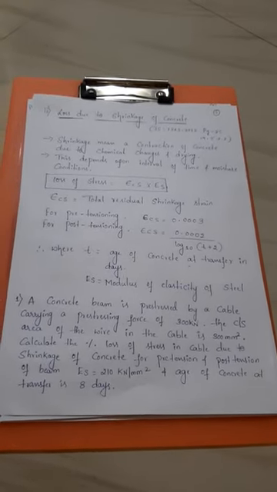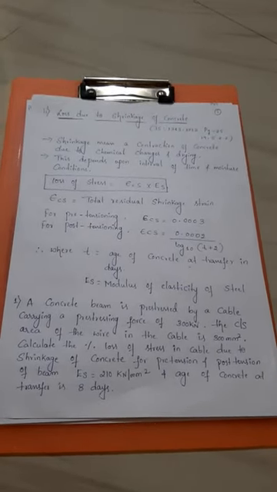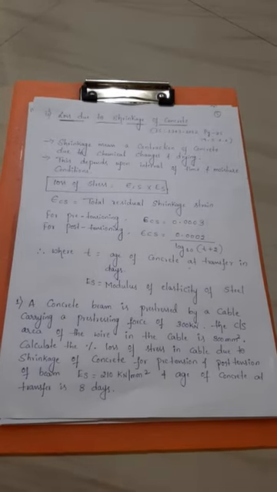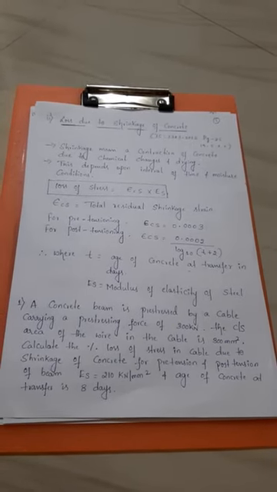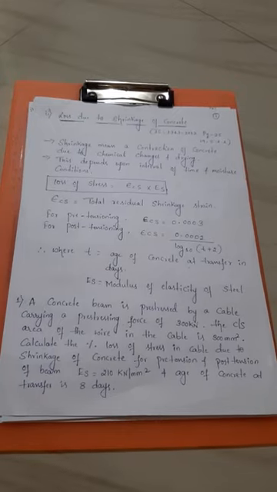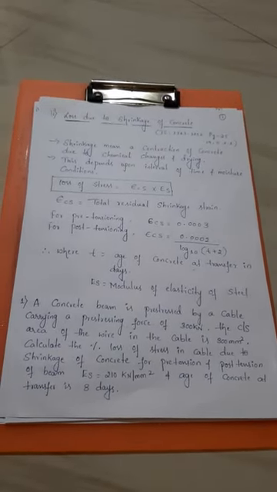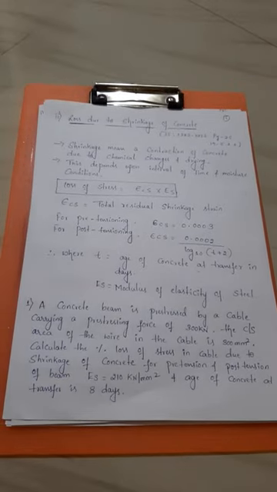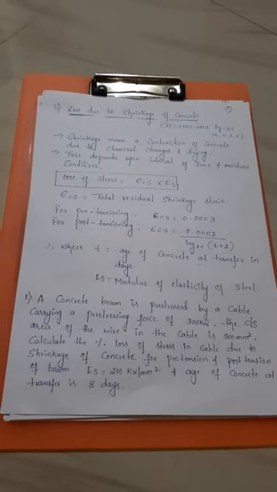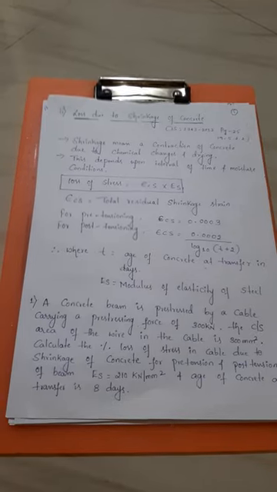Okay. Suppose it is 7 days, 21 days, or 1 year, or 8 days. In the question, if they have mentioned the number of days, they will be mentioning it. So in case you are dealing with a post-tension member, they will give a number of days also. So that number of days is T.